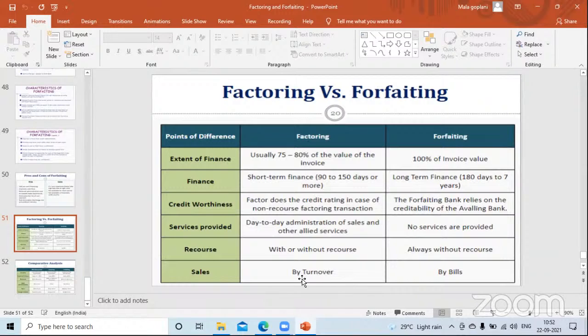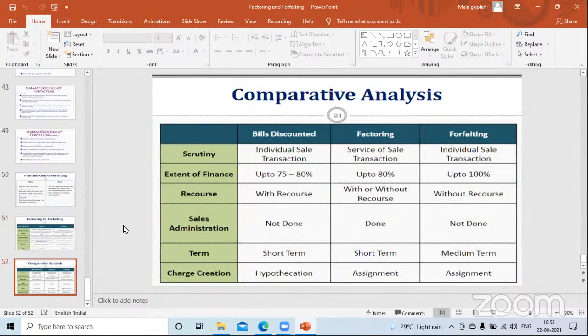Sales: the sales is checked by the turnover, and here the sales is checked by the bills, the amount that is there in the bill. $1 lakh, 2 lakh euros. आ रहा है समझ में? Are you getting my point, students? Yes, ma'am.